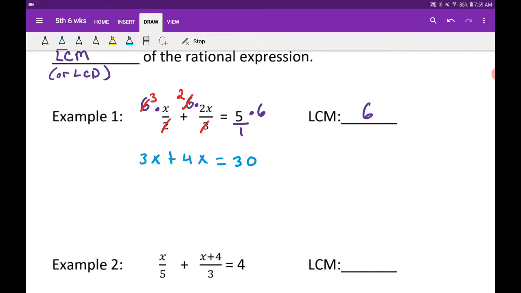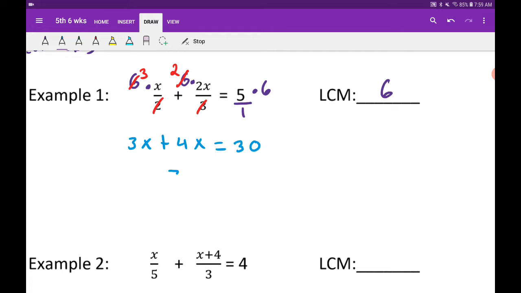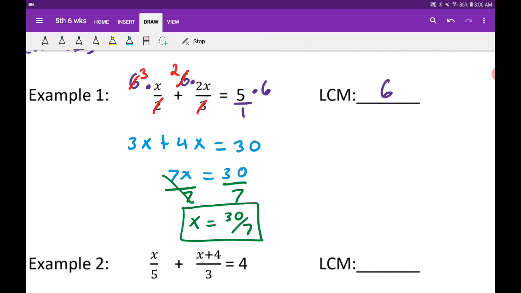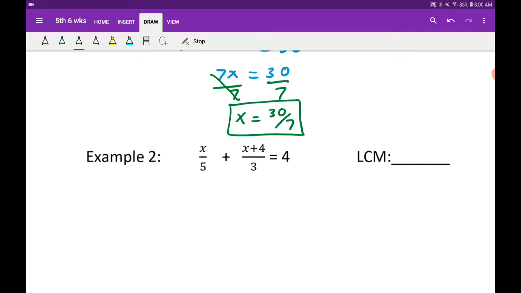And we're just going to solve it. Now we just have an algebra equation here that we're going to do. So let's combine like terms. 3x and 4x make 7x. And then we'll divide both sides by 7. And since this is a fraction unit, I'll leave it as 30 over 7. And there it is. Okay, let's look at example 2 now.